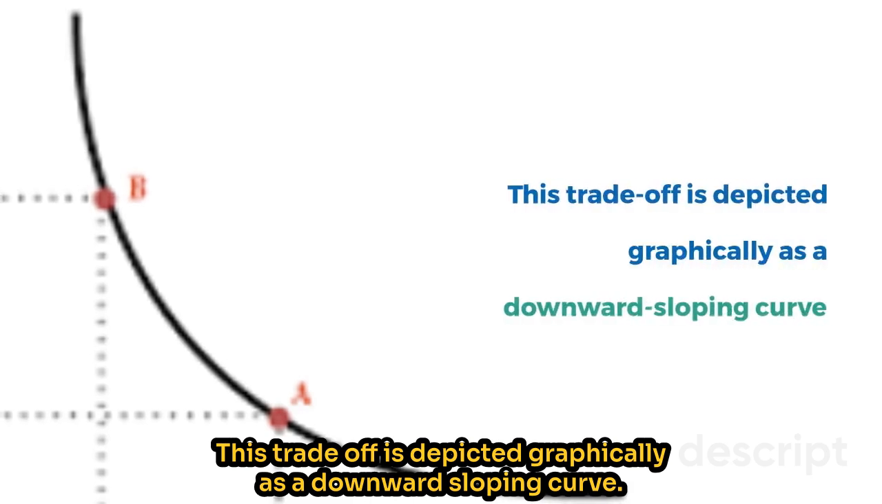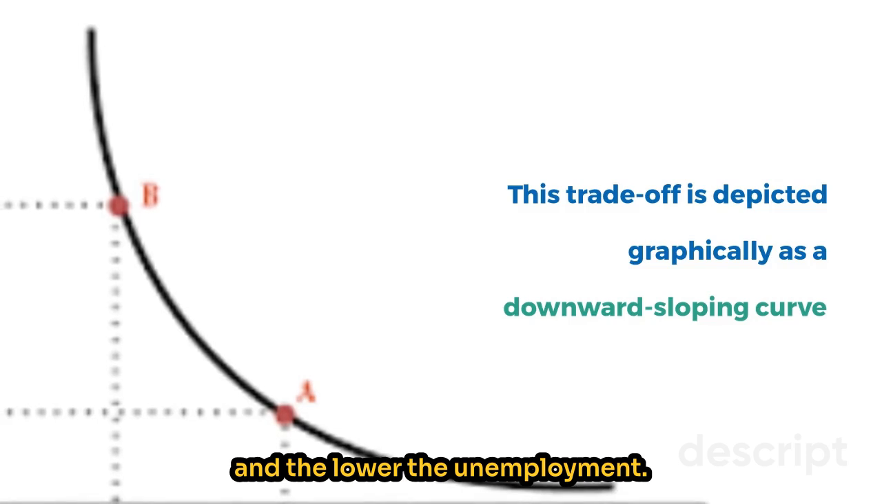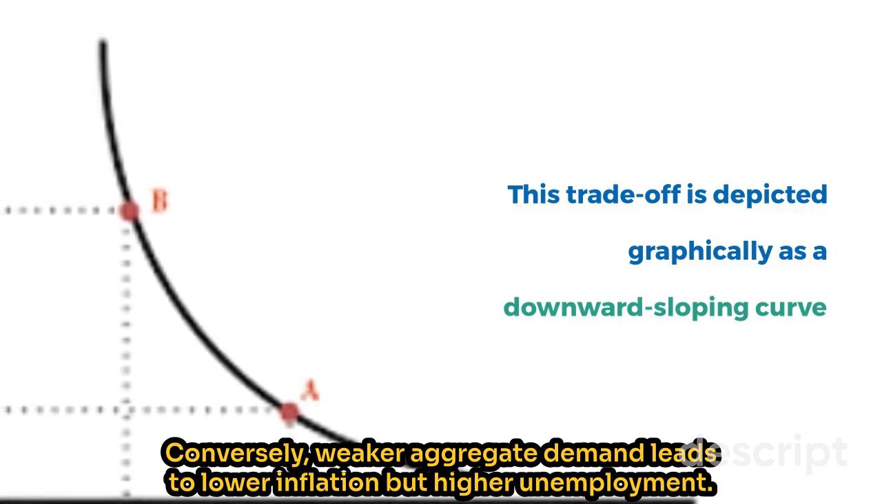This trade-off is depicted graphically as a downward-sloping curve. The greater the aggregate demand, the higher the inflation and the lower the unemployment. Conversely, weaker aggregate demand leads to lower inflation but higher unemployment.